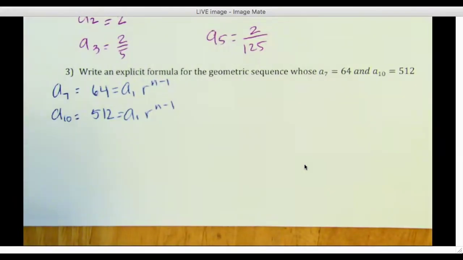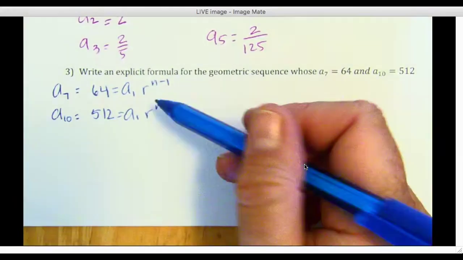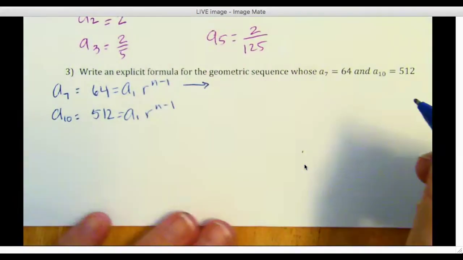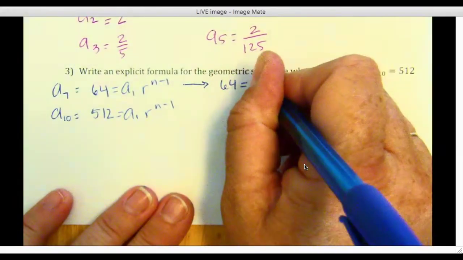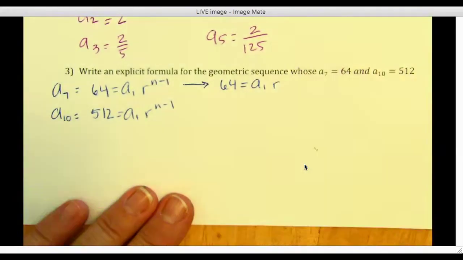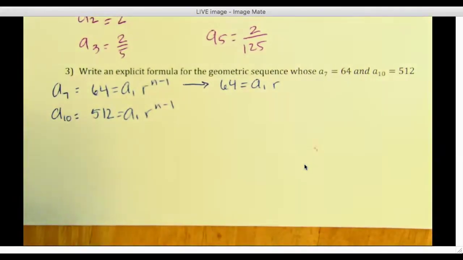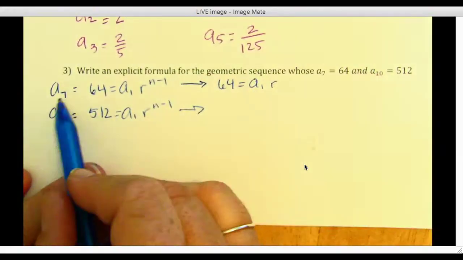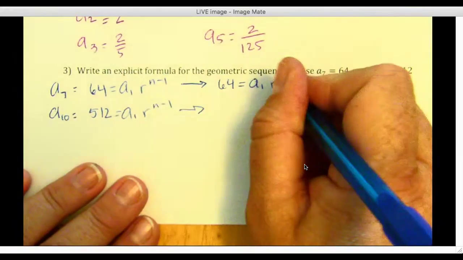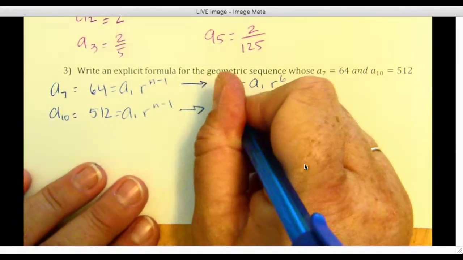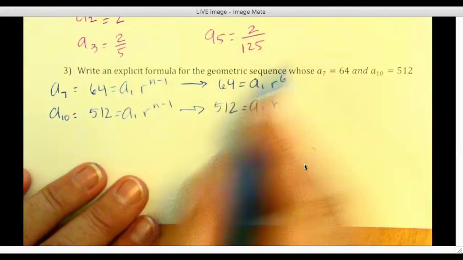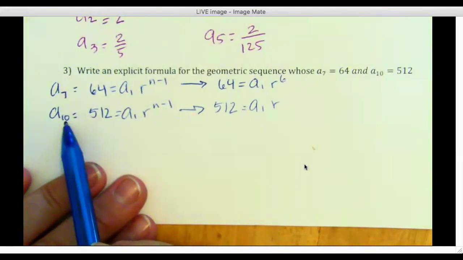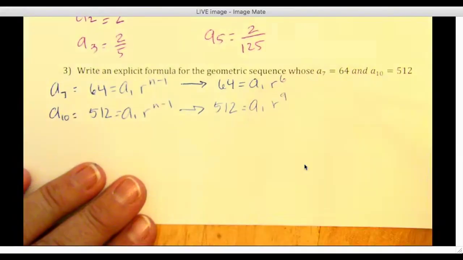Well, what I can do here is I can choose one of these equations to solve for a sub 1. So I'm going to do that with this top equation here. Actually, before I do that, let me rewrite both of these. So a1 r to the, and then we're talking about the 7th term, so 7 minus 1 would be 6. And then here I have 512 equals a1 r to the, my n value is 10, so 10 minus 1 would be 9.